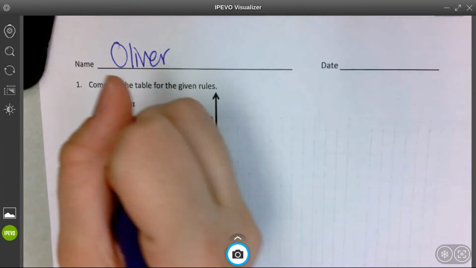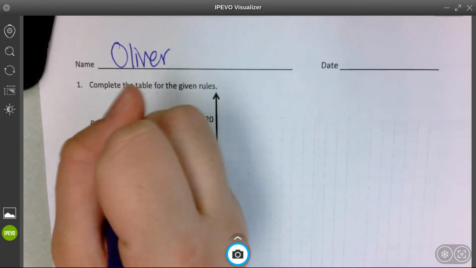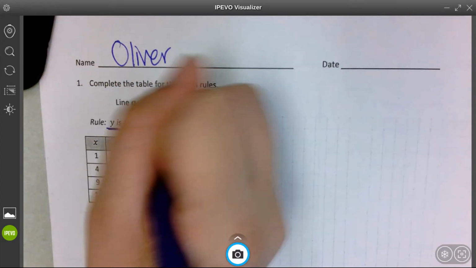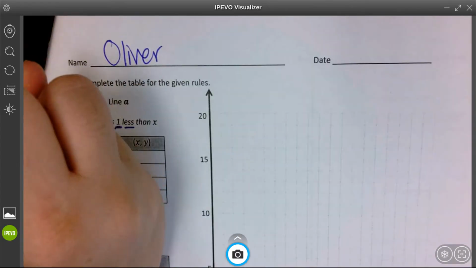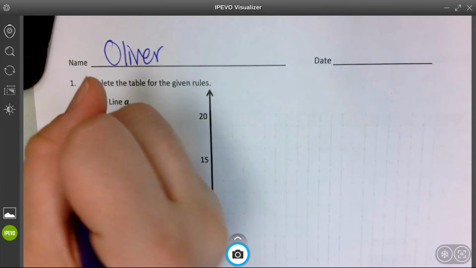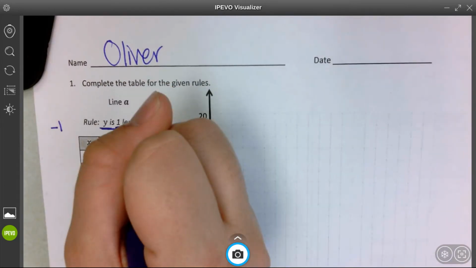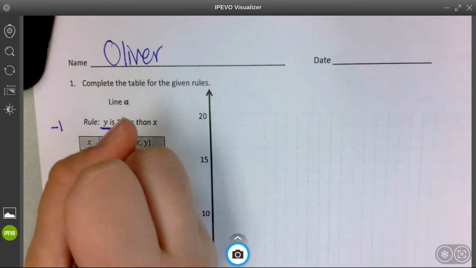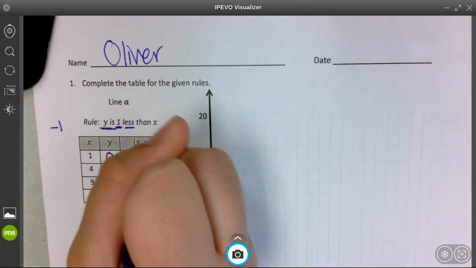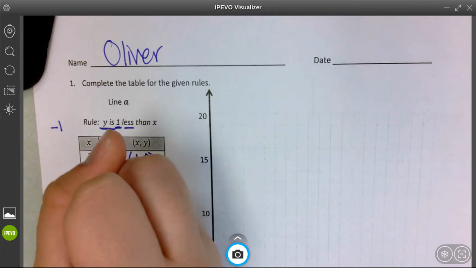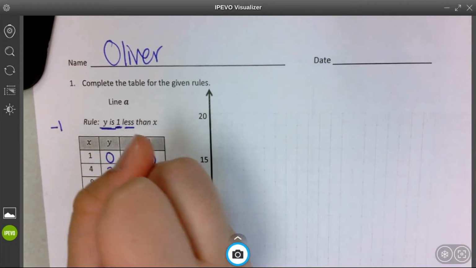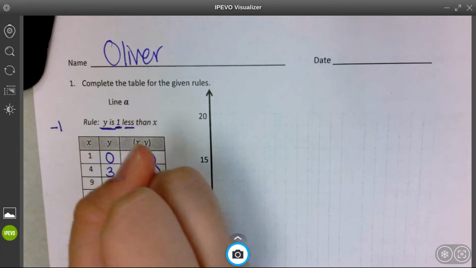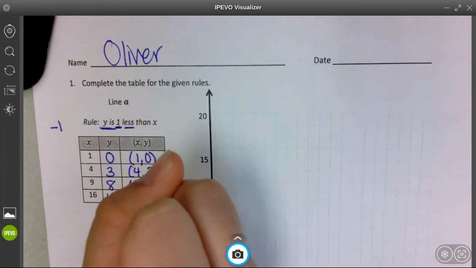Line A, for every y, it's going to be 1 less than x. So whatever x is, we're going to subtract 1. And I like to put over here just -1. That's my rule. So 1 minus 1, that's 0. So my coordinate point is going to be 1, 0. 4 minus 1 is 3. My coordinate will be 4, 3. 9 minus 1 is 8. So 9, 8. And finally, 16 minus 1 is 15. So I'll have 16, 15.